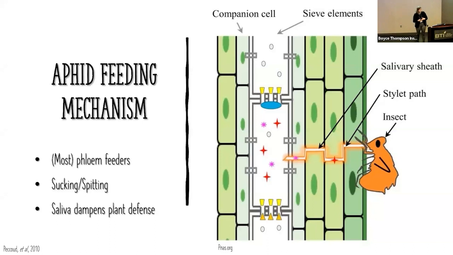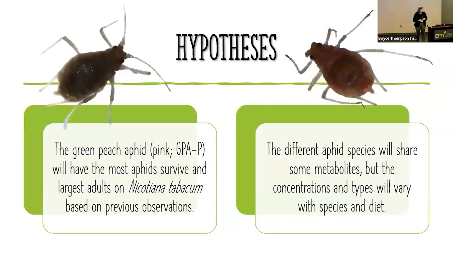One thing that we wanted to look at is, do metabolites in the saliva also impact the plant in the same way? We know that protein composition in the saliva changes with different host plants and across different species. So we wanted to test that hypothesis, but with metabolites. For my hypotheses, I believed that GPAP, the pink tobacco adapted subspecies, would have the most aphid fitness, or survive the most and have the largest adults, in Nicotiana tobacco, which was the tobacco plant, just based on previous observations by my mentor, Hilary Fisher. I also hypothesized that the different aphid species would share a set of core metabolites, but they would vary in concentrations and type across the different species and diets that I fed them.